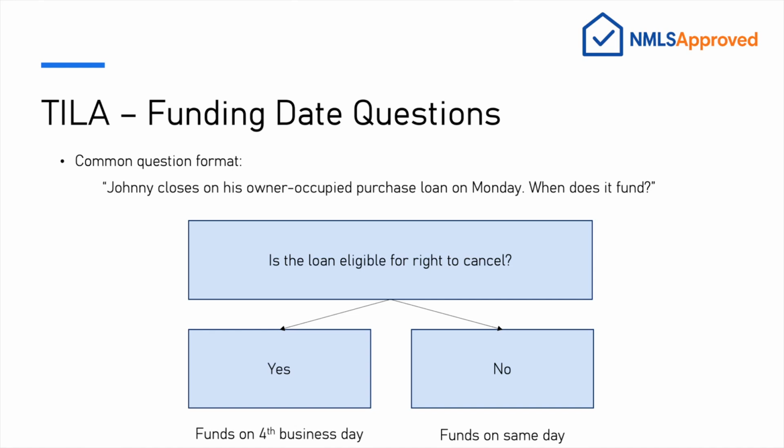When they test on right to rescind, it often takes the form of a question like this. Johnny closes on his owner-occupied purchase on Monday. When does the loan fund? They like to ask it based on when the loan funds.